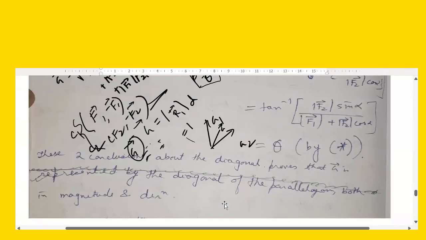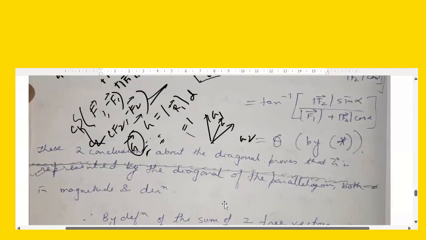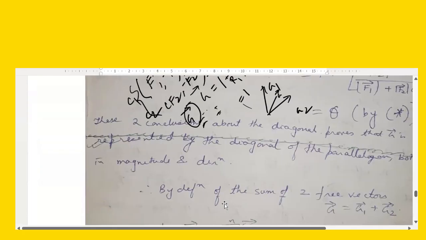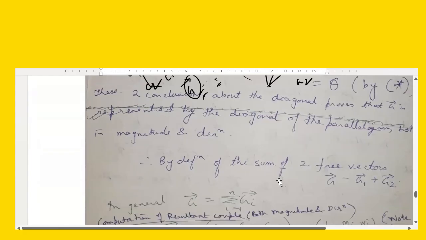We proved here, so this concludes the diagonal proof that G is represented by the diagonal of the parallelogram in both magnitude and direction. We were supposed to find the resultant of the two couples, and we have found it. So by definition of the sum of two vectors, G equals G1 plus G2. In general, I have proved it with two couples, and you can just generalize it to n couples. And once you have got this equality, the component-wise equality is just a trivial fact.